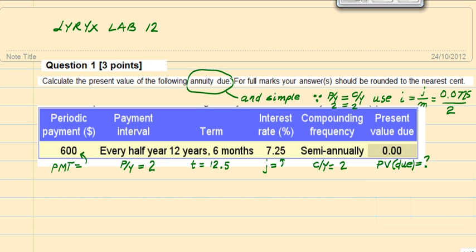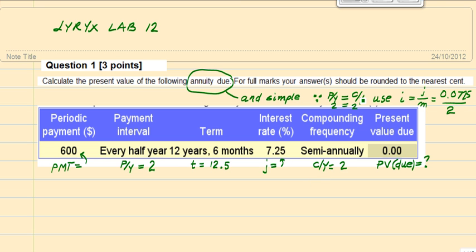Lyryx Lab 12. Question 1. It's given to us that this is annuity due, so the only thing that we have to identify is whether it's simple or general. So we want to check the number of payments per year and the number of compounding periods per year. We're identifying that payment is paid every half a year, so 2 payments per year, and the number of compounding periods per year is 2.